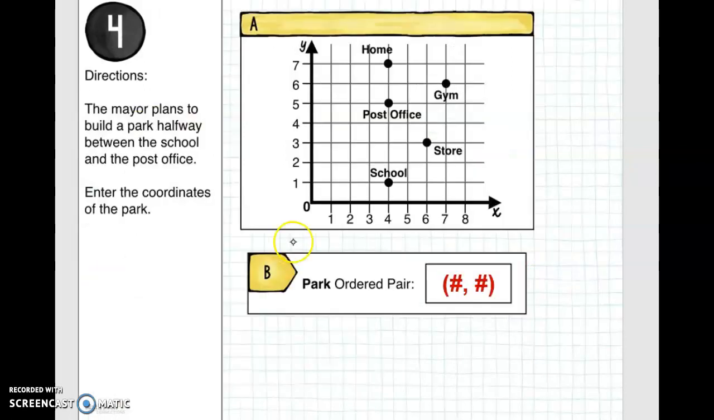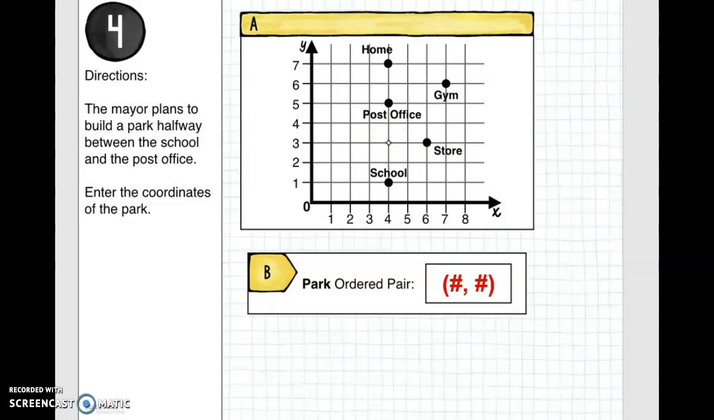because I think you guys are probably getting this. Okay, so on the left, always looking at the direction on the left, the mayor plans to build a park halfway between the school and the post office. Enter the coordinates of the park. So we have to find the school and the post office, and then we have to figure out what's halfway between. So counting the distance in total, 1, 2, 3, 4. So the post office and the school are 4 apart. So half of 4 is 2, so we would know that the park is going 1, 2, right in the middle. So the ordered pair for that is 4, 3.